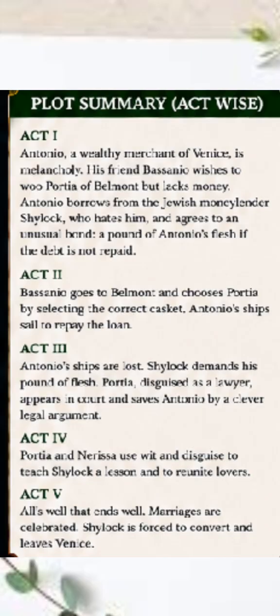Portia and Nerissa use wit and disguise to teach Shylock a lesson and to reunite the lovers. All's well that ends well. Marriages are celebrated. Shylock is forced to convert and leaves Venice.